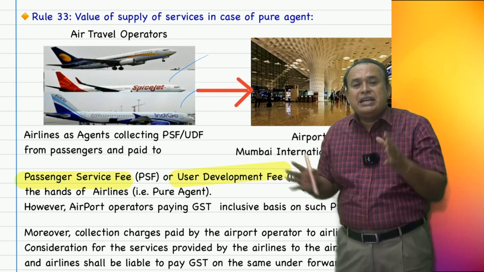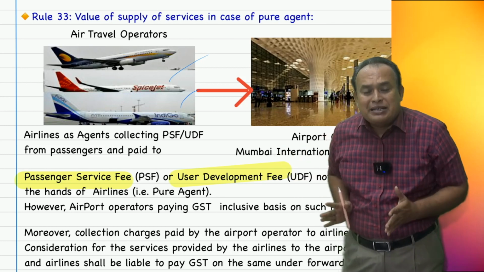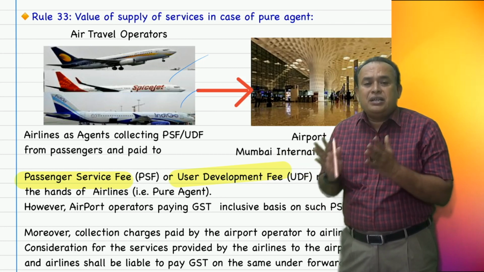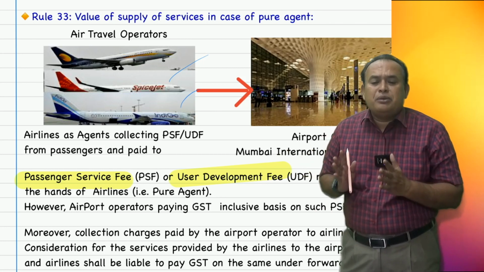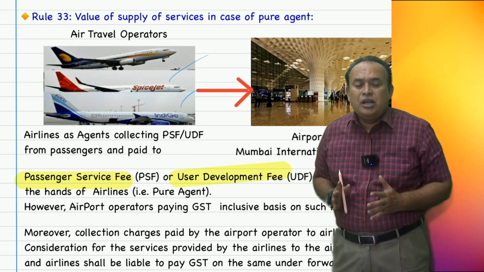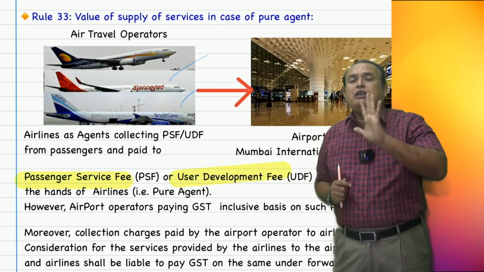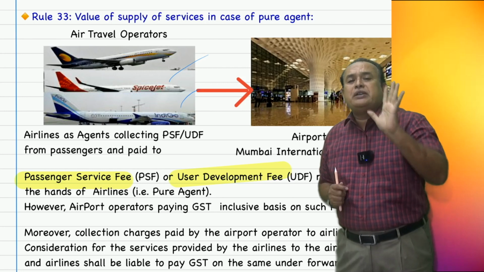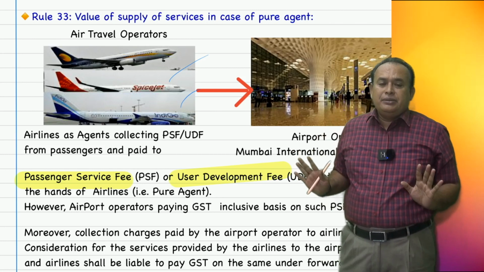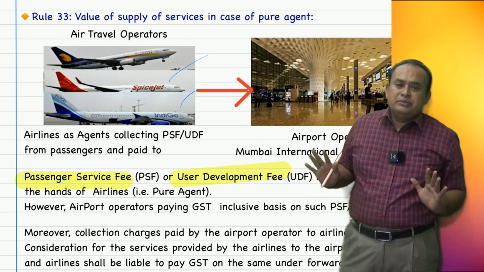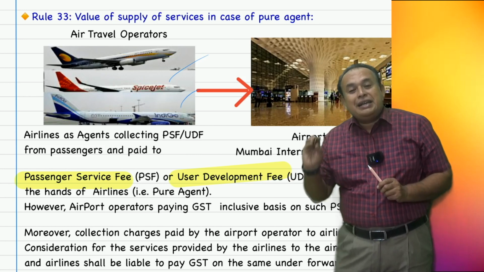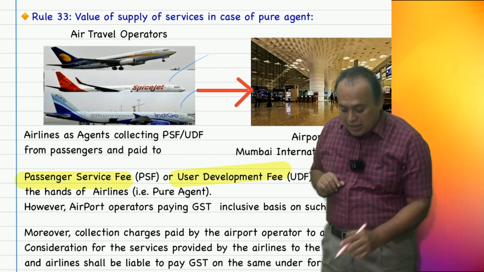So in the given case, SpiceJet collects from the passenger 10,000 airfare and 150 passenger service fee. The 150 rupees you collect should not form part of the value of taxable supply. Only the 10,000 airfare is the taxable supply. Is it clear? Respond. Yes, sir. Yes, clear. Yes, sir. Clear.